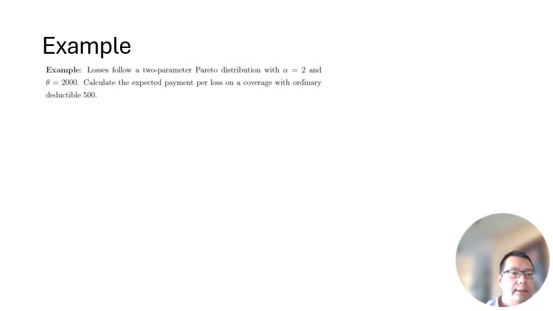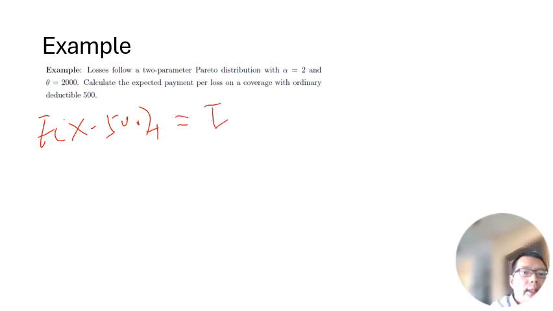Now let's look at this example. Losses follow a two-parameter Pareto distribution with alpha equal to 2 and theta equal to 2000. Calculate the expected payment per loss on a coverage with an ordinary deductible of 500. So what we need to calculate is E[(X − 500)+]. From before, we already know that this is equal to E[X] minus E[X capped at 500].